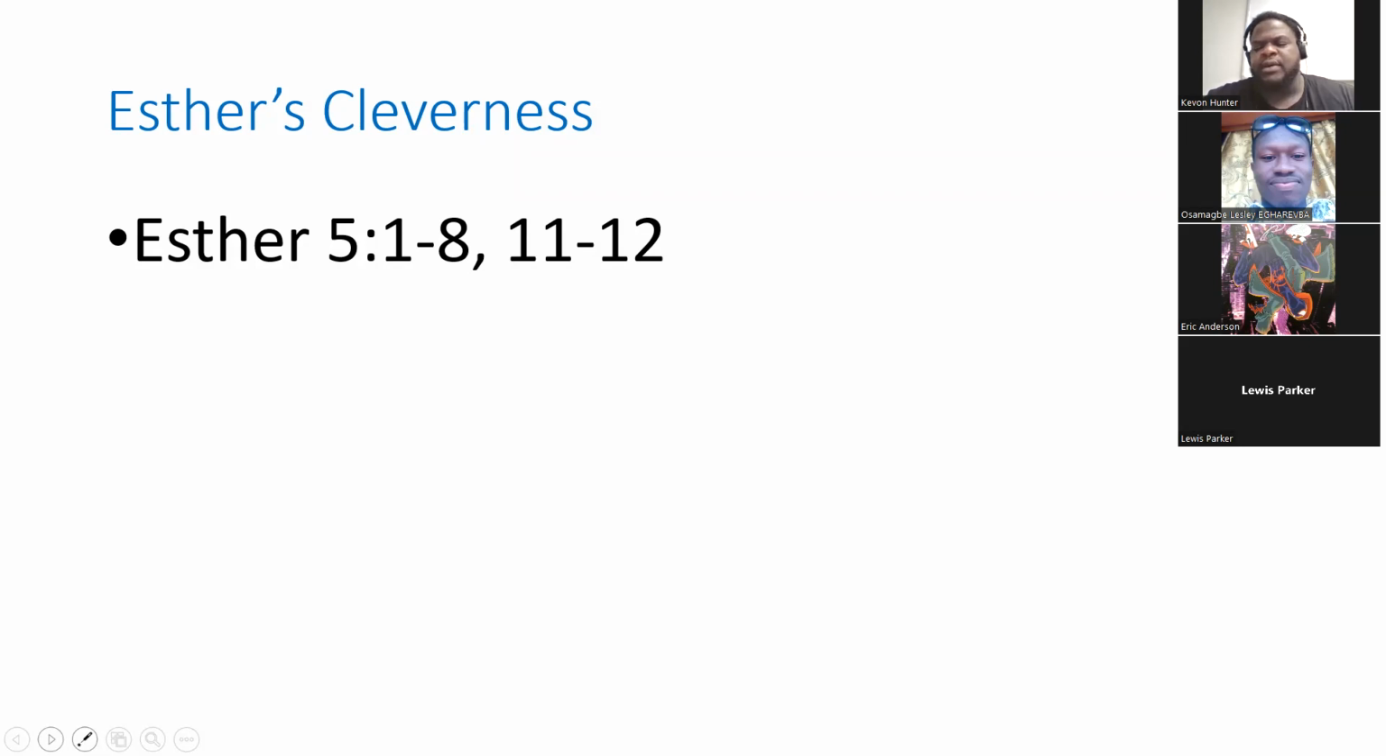Esther replied, "My petition and request is this: if the king regards me with favor, and if it pleases the king to grant my petition and fulfill my request, let the king and Haman come tomorrow to the banquet I will prepare for them. Then I will answer the king's question." Now let's skip to 11 and 12.